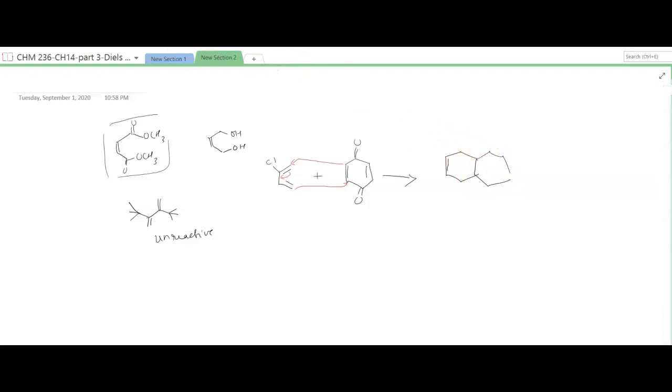Let me redraw this ring. So here we go, and the electron withdrawing groups are intact here. And what else? We have to put this bond here. Okay, this will be my Diels-Alder product. Oh sorry, I forgot to put the chlorine. The chlorine should be back here on the carbon atom.